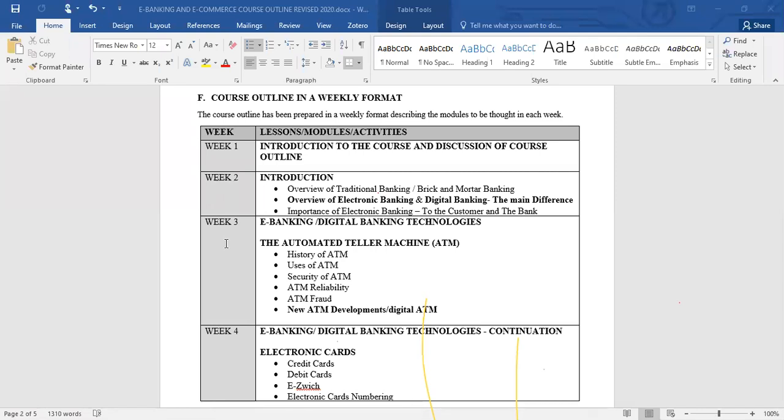Then we will also look at an overview of electronic banking and digital banking. Now, we will look at electronic banking, what we mean by electronic banking. Then we will also look at digital banking.